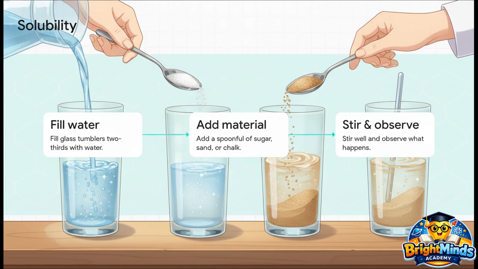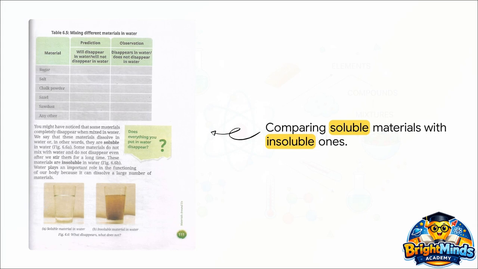First, we fill our glass tumblers about 2/3 with clean water. Second, we take a spoonful of our test material, let's use sugar for one glass and sand for another. Third, we stir vigorously and carefully observe what happens. Observation is the absolute bedrock of material science. And here are the empirical results.